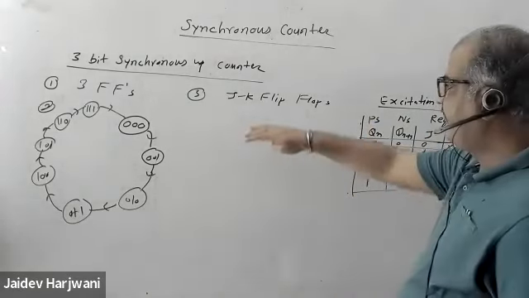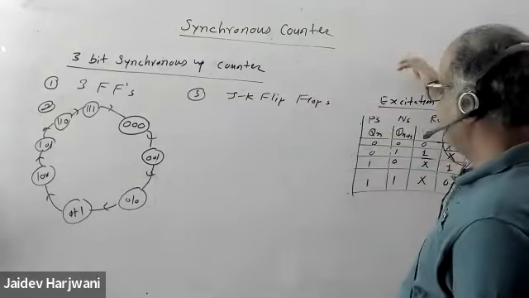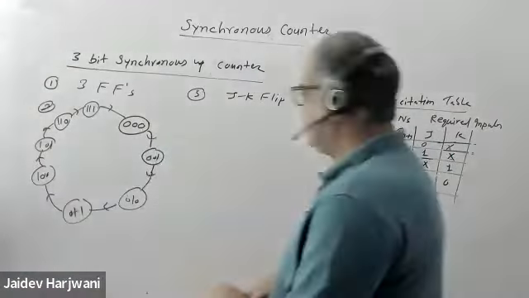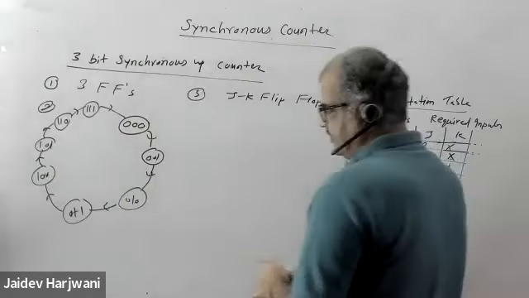Now, once you have decided the type of flip-flop, JK flip-flop, the next thing is to write the truth table. This is your state diagram.